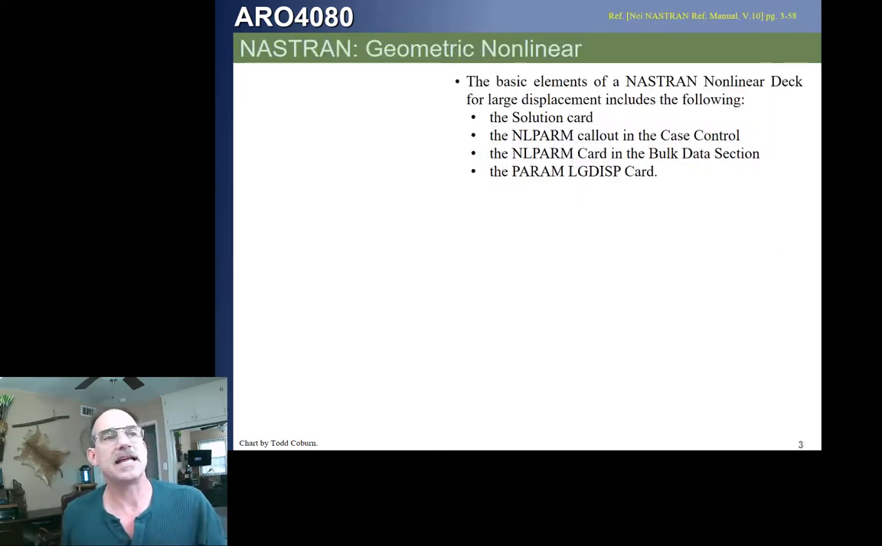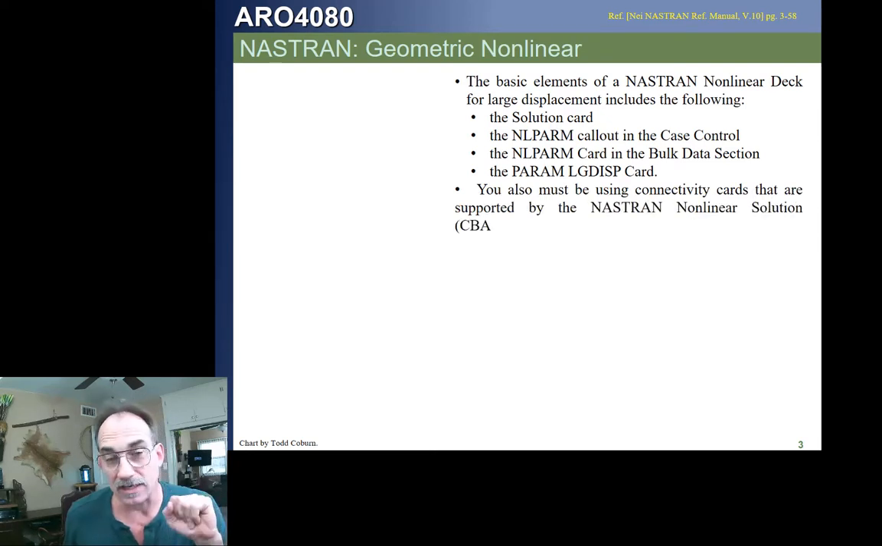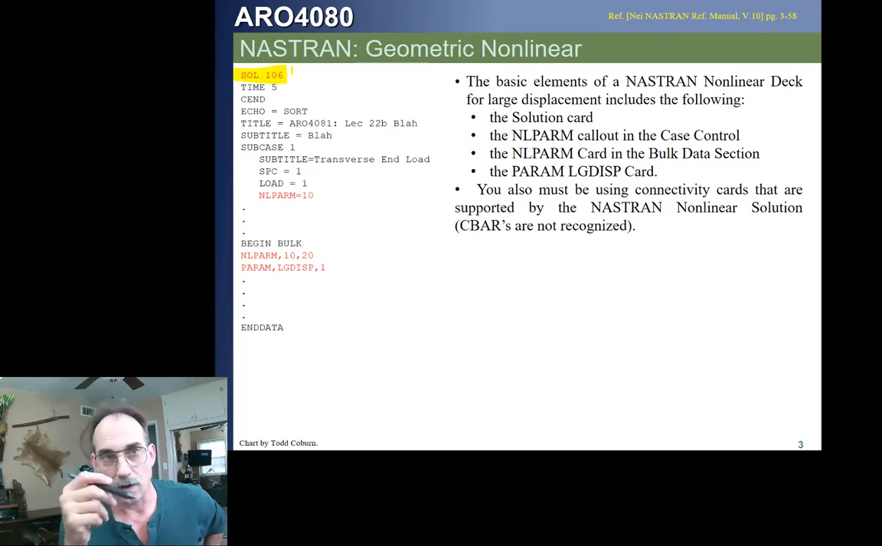Okay? So first let's take a look at the basic elements of a nonlinear NASTRAN deck. Take a look at this little excerpt from a NASTRAN deck. You'll notice we have a few cards highlighted here. The first thing we're going to need, remember normally we're using a solution 101, or we call it a solution static. Solution 106 calls out a nonlinear analysis. You can do both material and large displacement analysis with that.